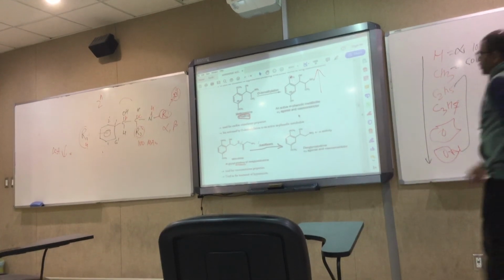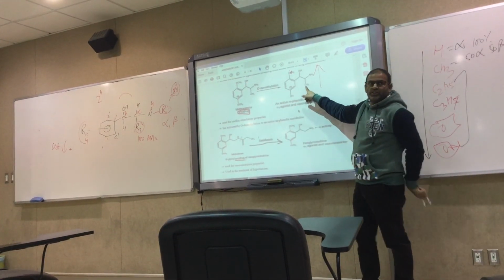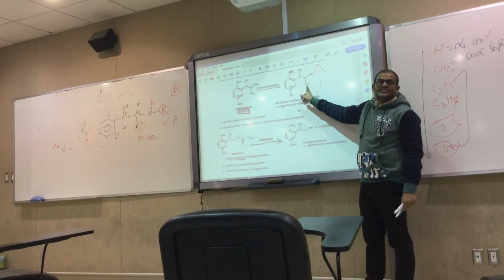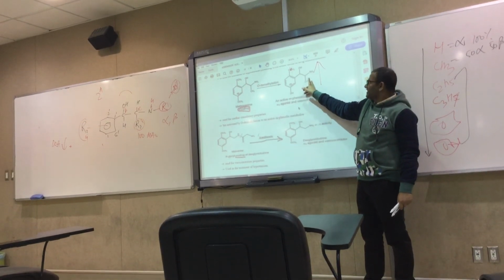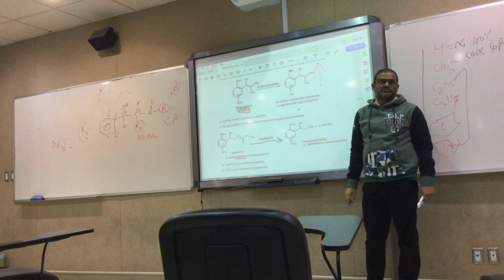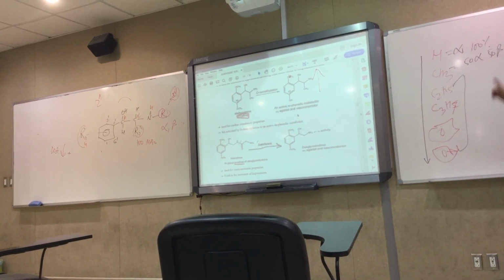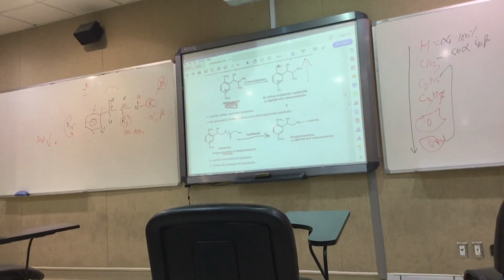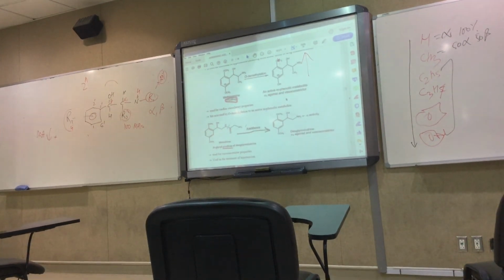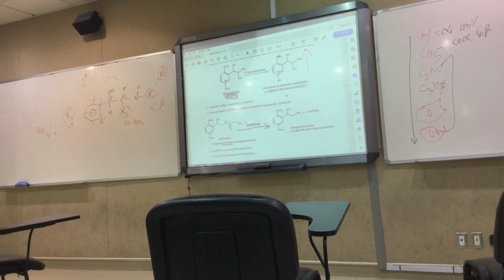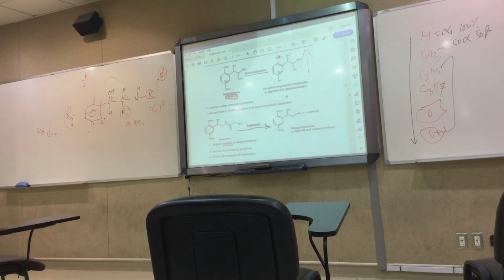MAO, because here I have the R2. R2 has CH3 and C2H5. They protect this amino group from MAO. So MAO acts when there is no protection. MAO will not act here. If they have no protection, then it acts. Yes, they make protection.